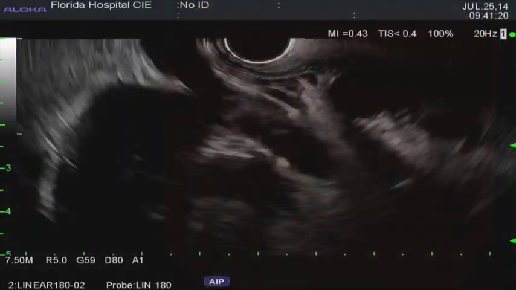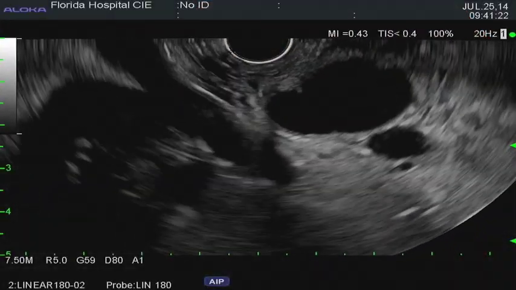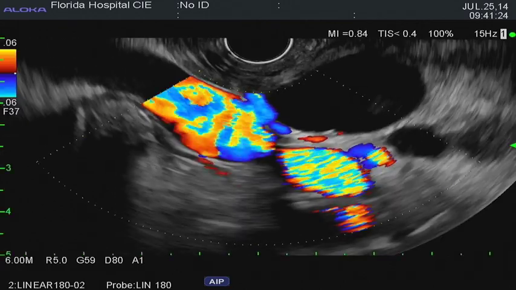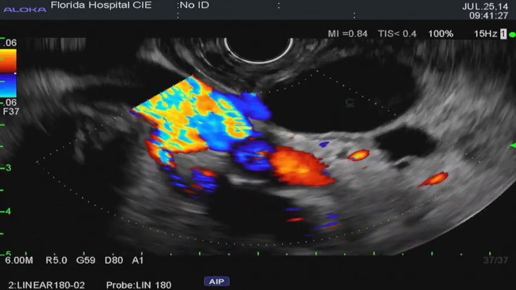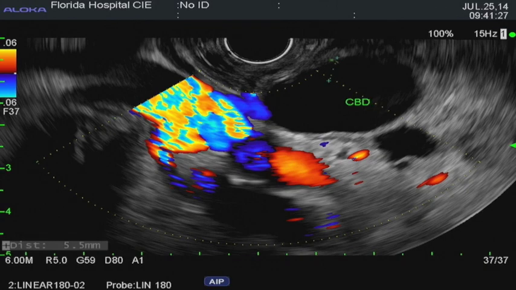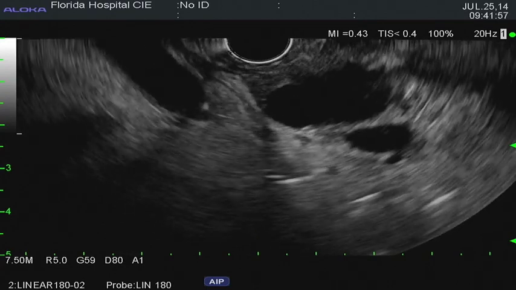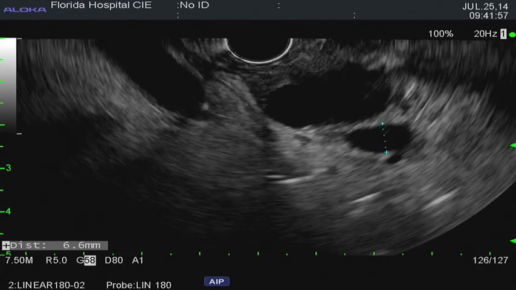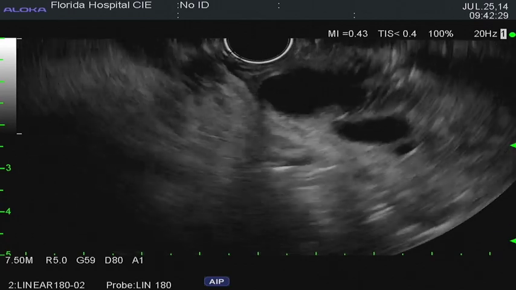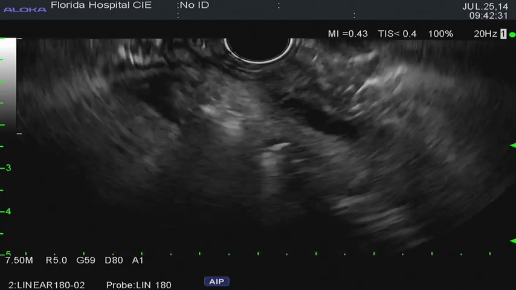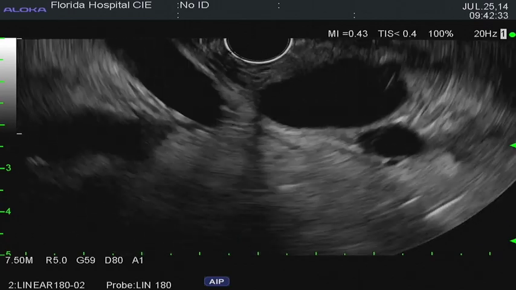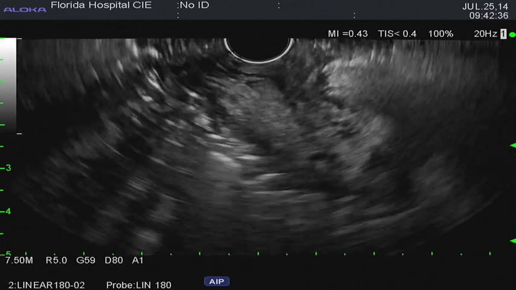On imaging from the second part of the duodenum with a linear scope, a markedly dilated common bile duct was seen, measuring 16.8 mm. The pancreatic duct was also dilated, measuring 6.6 mm. The ducts were carefully traced into the ampulla, assessing for strictures, stones, and masses involving the ducts, ampulla, and periampullary region.